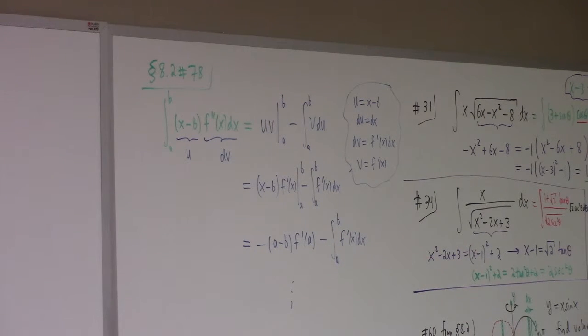Oh, yes? 8.2, number 49. Find the area between the graph of f and the x-axis. So we have arcsine of x from 0 to a half.